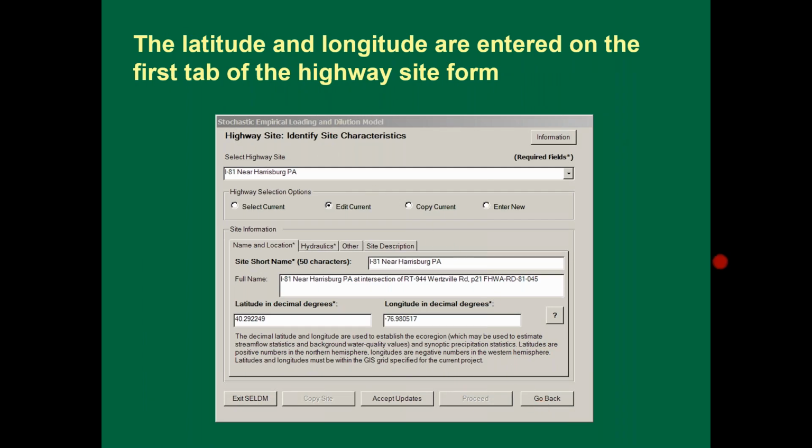So this is the highway site. Hopefully you recognize it from our run through the other day. So we have our short name, which is required because as you put in a highway site, your choices are up here. You could put in a full name, which is like 250 characters. You have your latitude and your longitude. In the Western Hemisphere, the longitudes have to be negative.